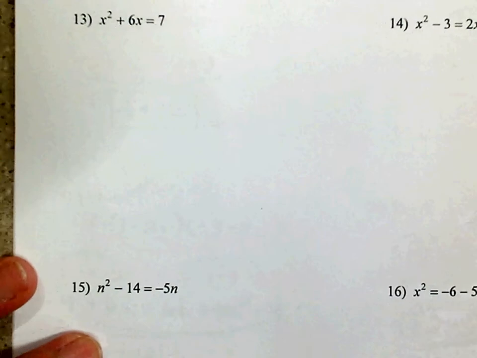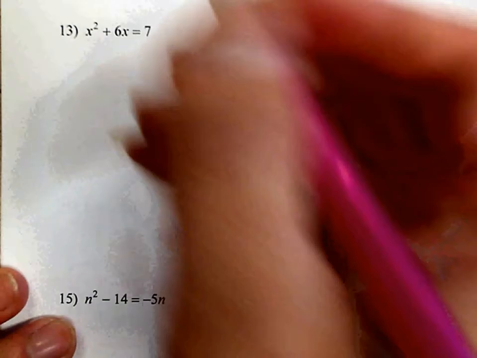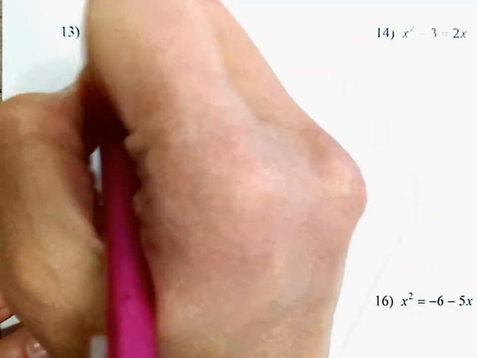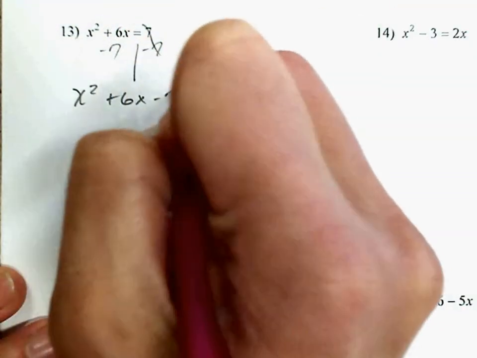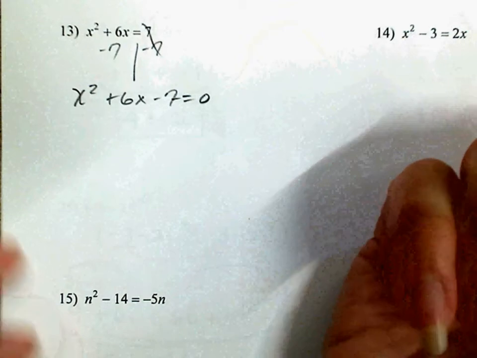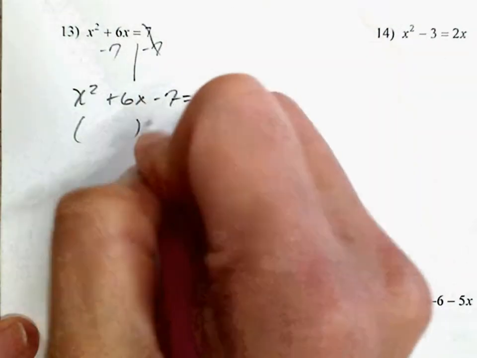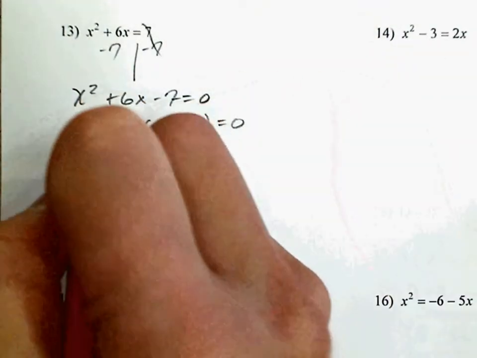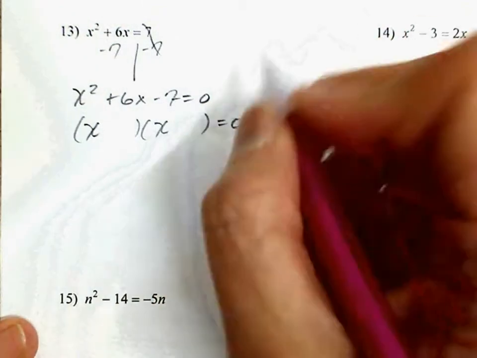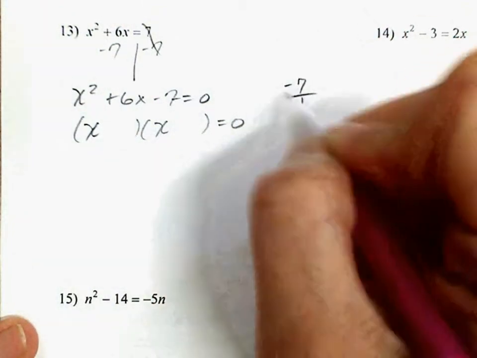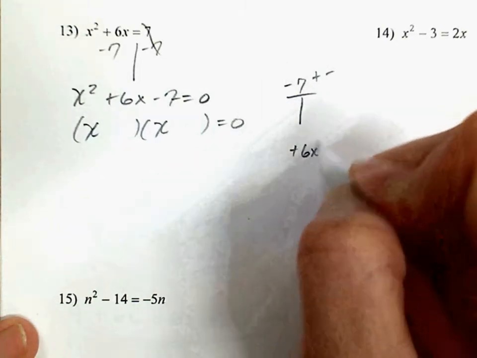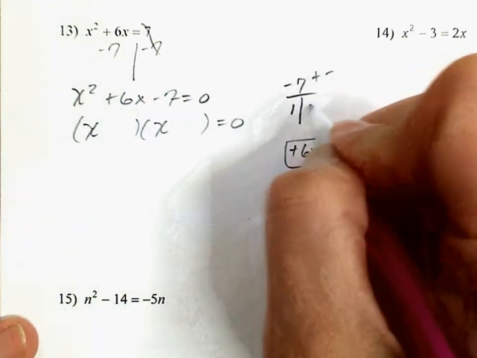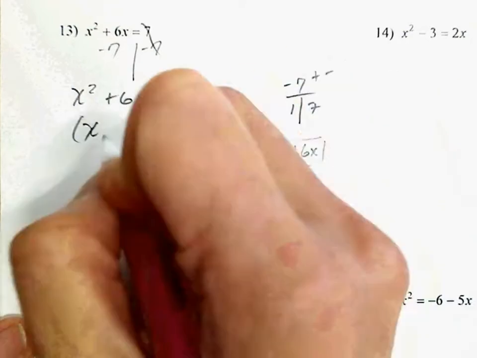Number 13, we're going to go ahead and continue on to number 16. Subtract 7 on both sides. So now you have x squared plus 6x minus 7 is equal to 0. Two sets of parentheses. Factors of x squared is x and x. My c is a negative 7. I'm subtracting, and I wanted to get a positive 6x. So 1 and 7. So 7 is positive, 1 is negative.